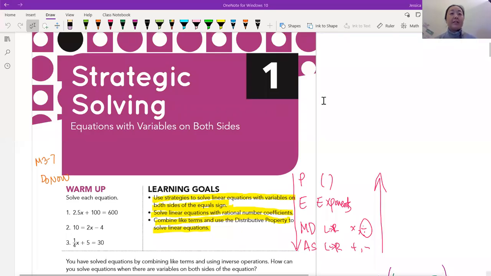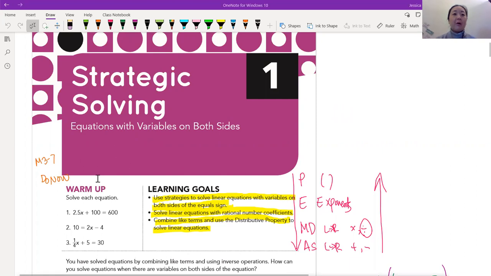Hi, everyone. So this is the strategic, what is it called? Strategic solving, because there's always strategy and everything. This is about equations with variables on both sides. But before we talk about variables on both sides, we have to talk about what if they're just on one side? Do we know how to solve those, right?